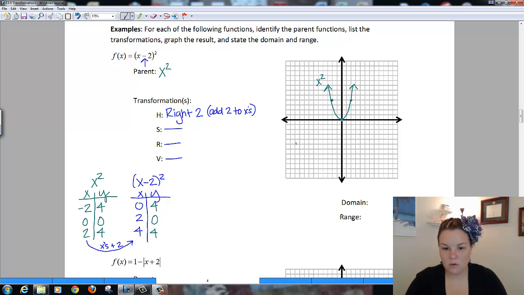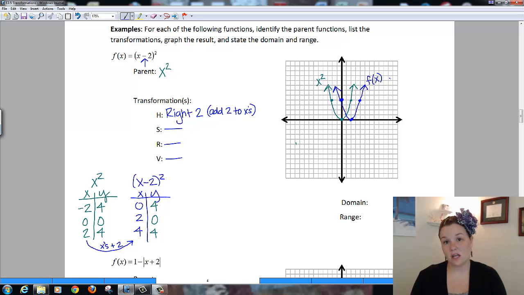So at 0, I'm up at 4. At 2, I'm at 0. And at 4, I'm up at 4. So notice when I connect my dots, what happened is that my graph did in fact move to the right 2 units. Okay, so this is my function f of x.